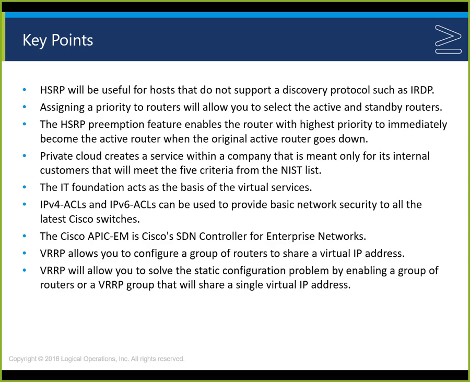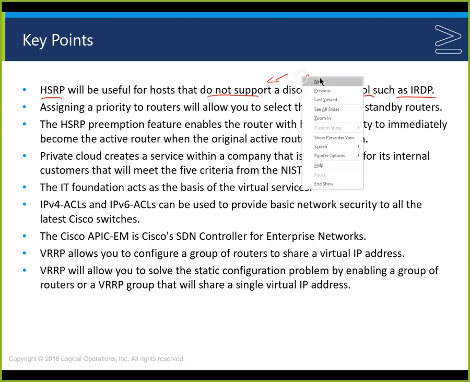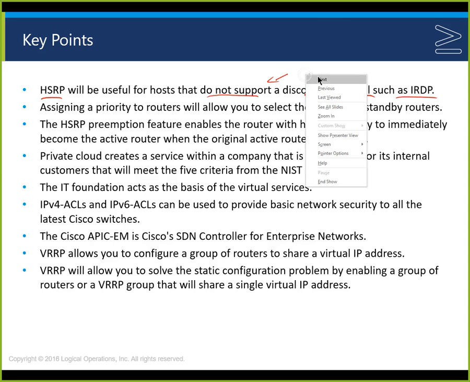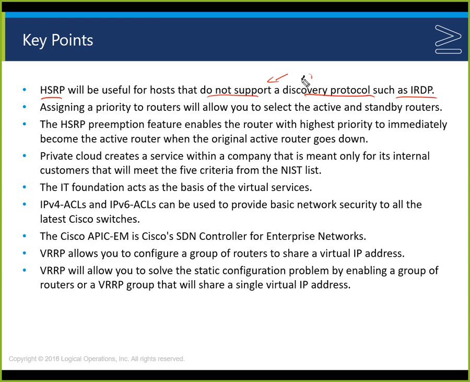So the summary slide here: HSRP is useful for hosts that do not support discovery protocols such as IRDP, which not all hosts do. We'll say most. Can't make this one work. This is why I don't use it. We'll say that would be most of those. Assigning a priority to the routers allows you to select the active and standby. Active and standby is HSRP.